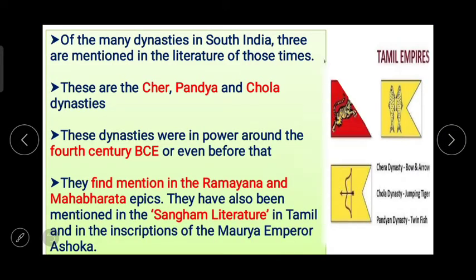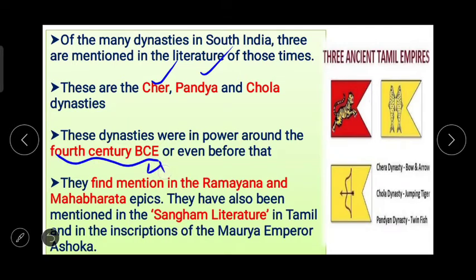So on the screen you can see the first one, the Chera, Pandya and Chola dynasties. Of the many dynasties in South India, 3 are mentioned in the literature of those times. As we all know, literature is the best or authentic source of history, and we consider it an authentic source to study the history and to take references of the history. So the 3 main dynasties mentioned in the literature of those times are the Chera, Pandya and Chola dynasties. These dynasties were in power around the 4th century BCE, before Christian era.